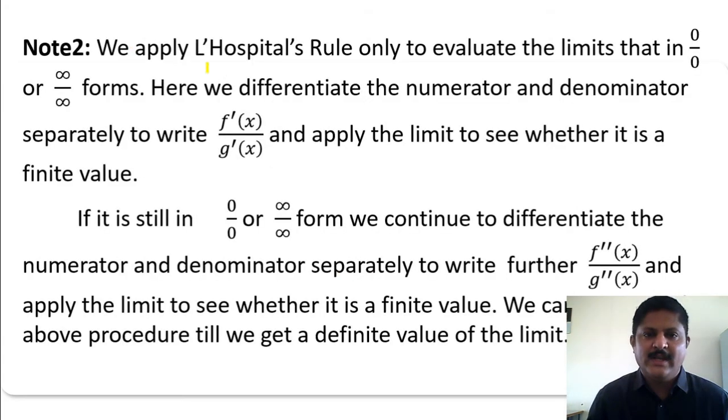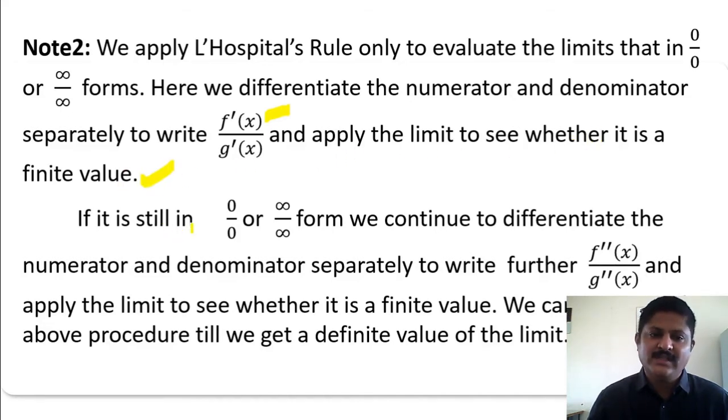Note 2. We apply L'Hospital's rule only to evaluate the limits that are in 0 by 0 or infinity by infinity form. Here we differentiate the numerator and denominator separately to write f dash of x and g dash of x and apply the limit to see whether it is a finite value.